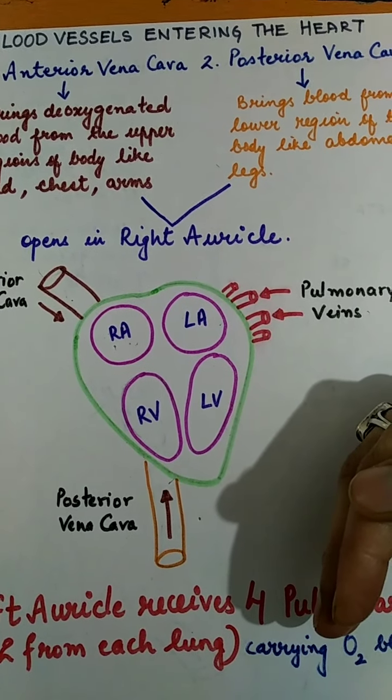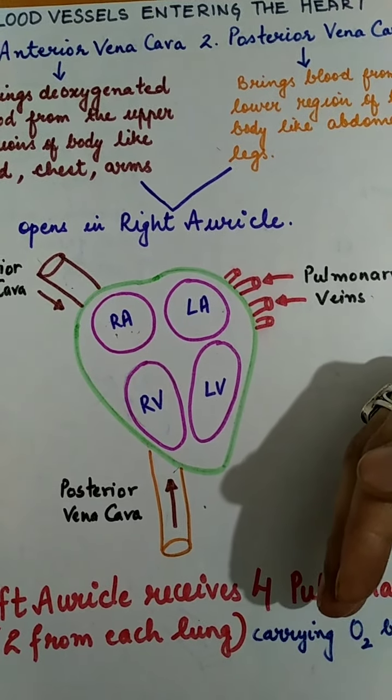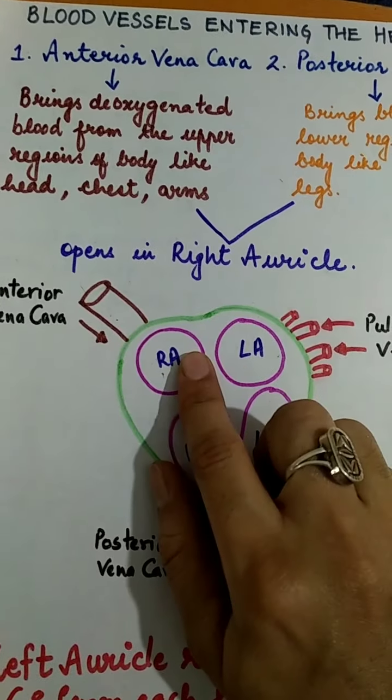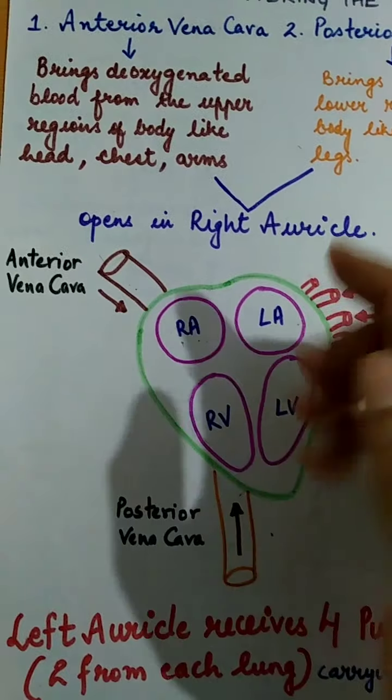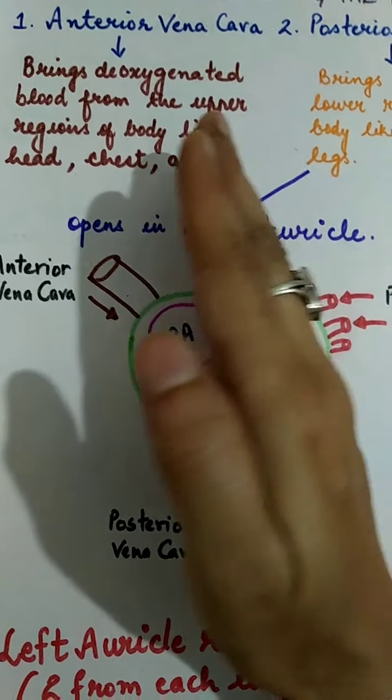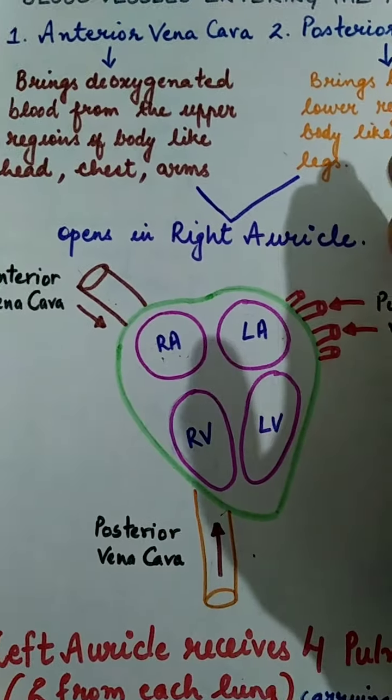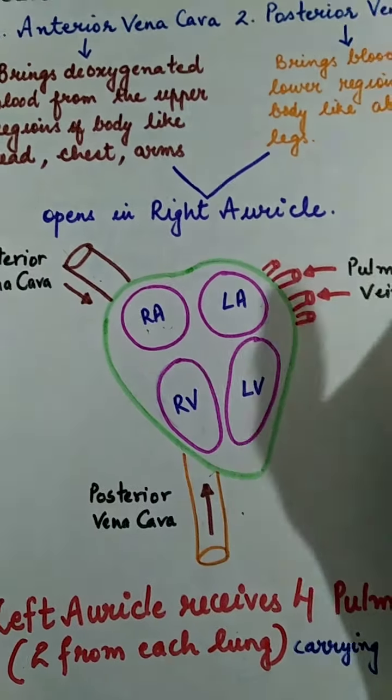So when we talk about the blood vessels that are entering, these blood vessels must be entering either in the right auricle or in the left auricle. So we will discuss it by dividing it. First, the right auricle, what it receives, and then the left auricle, what this atria receives.